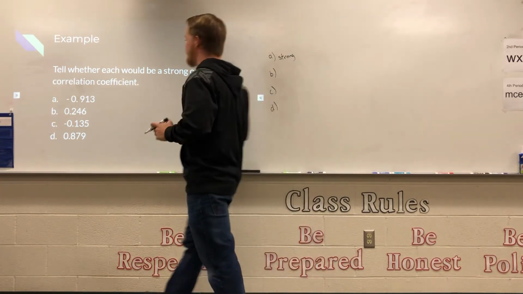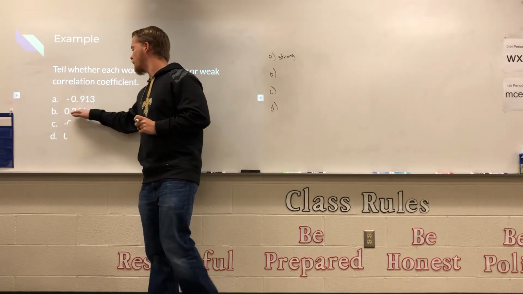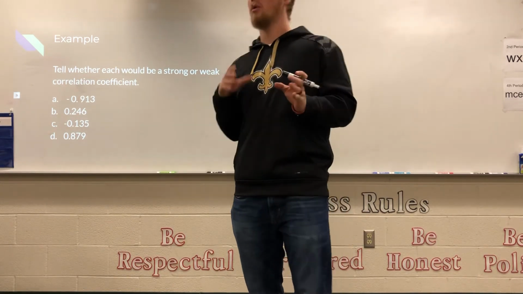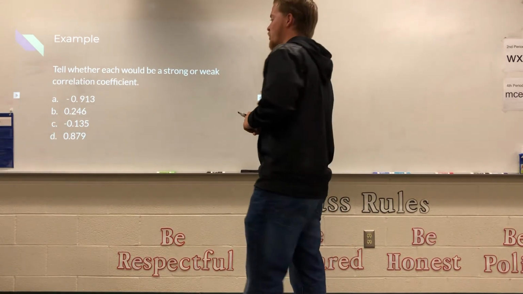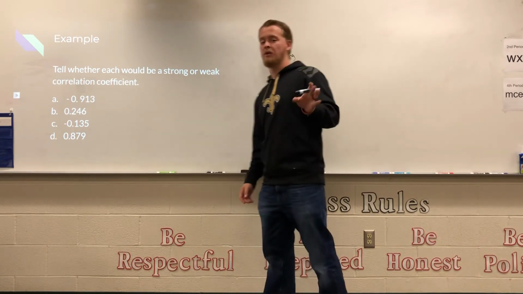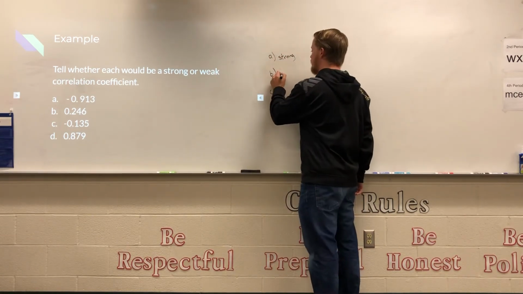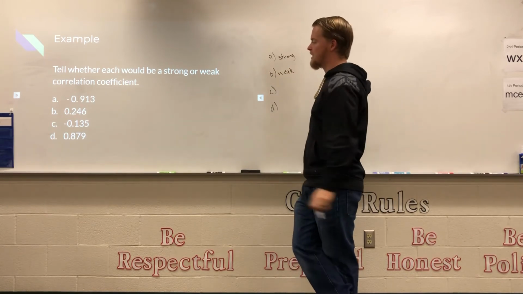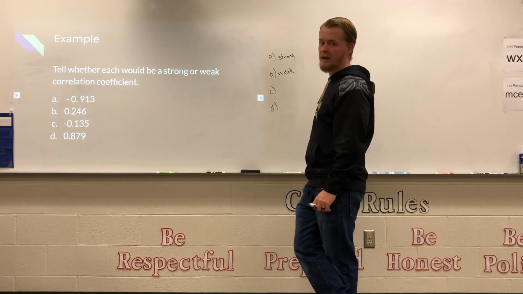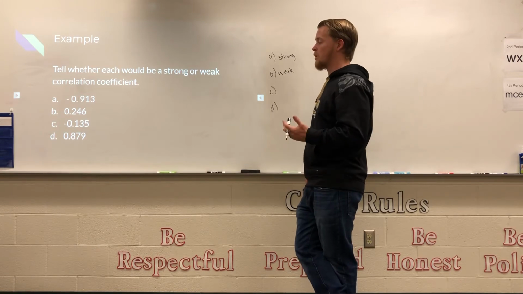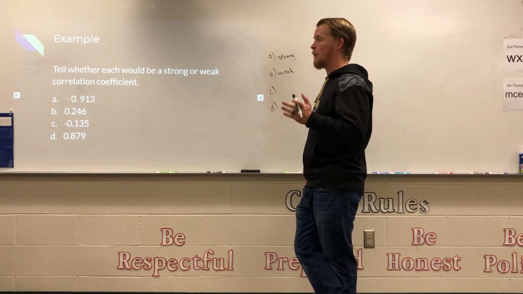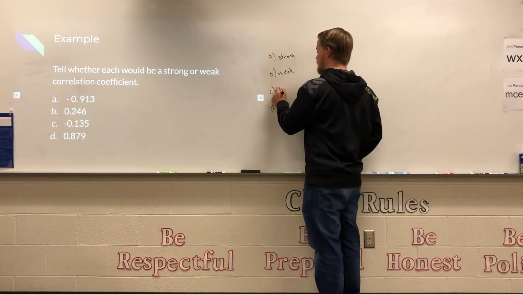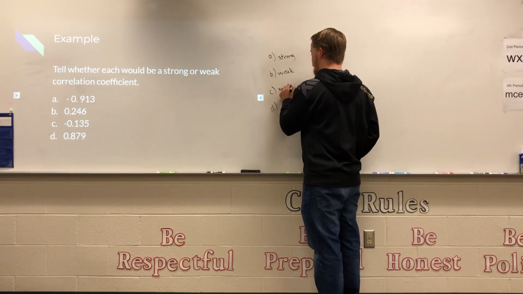So next one, we have positive 0.246. So that's positive, so is it closer to 0 or 1? Since it starts 0.2, that is much closer to 0. So part B would be a weak correlation coefficient. Part C, -0.135. Do you think that's closer to -1 or 0? That is much closer to 0, so that is also a weak correlation coefficient.